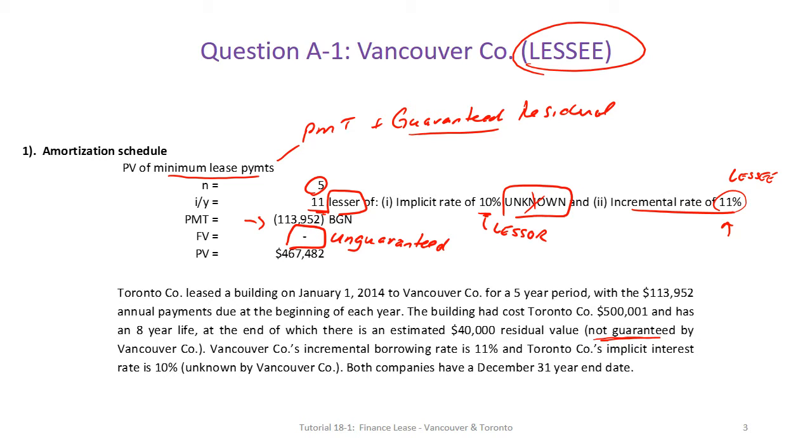And then if you compute PV, making sure your calculator is in begin mode, you should get 467,482. If you do not get this, don't proceed. You have to make sure that you come up with the correct present value. If you have a problem with this, then please contact your instructor.